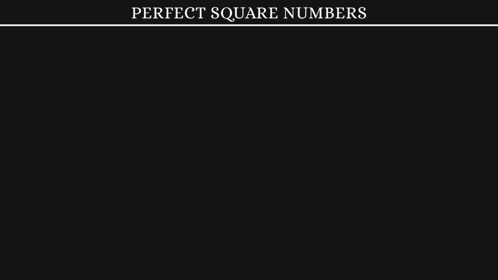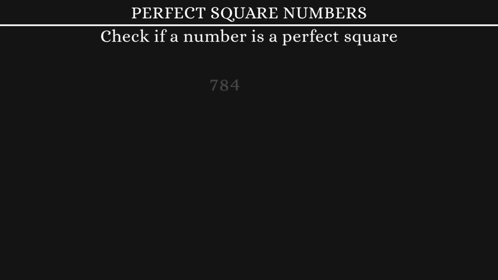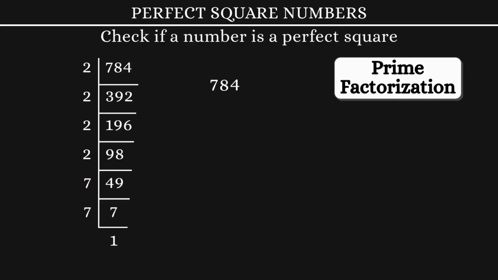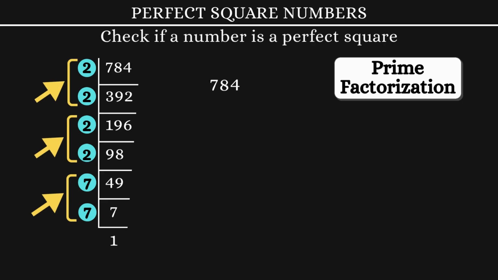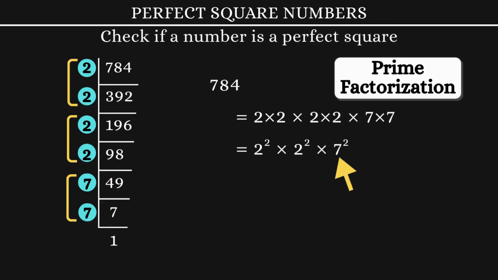Next, let's learn if a given number is a perfect square number. For example, 784. We'll first use the prime factorization method. Using this method, these are the factors of 784. Now, let's group these factors into similar pairs. 2 into 2, 2 into 2, and 7 into 7. This becomes 2 squared, this is 2 squared, and this is 7 squared.